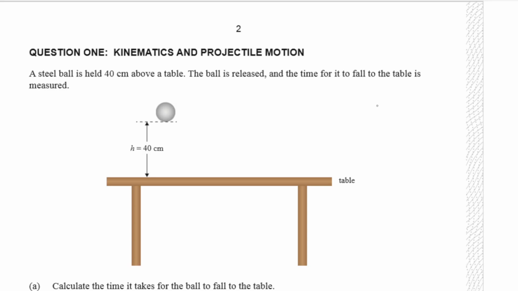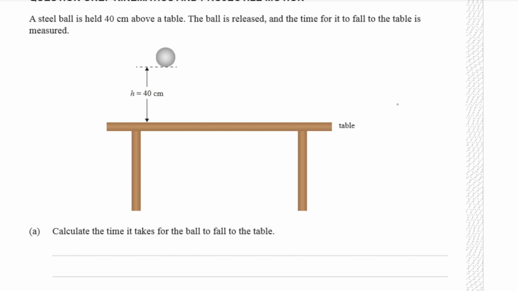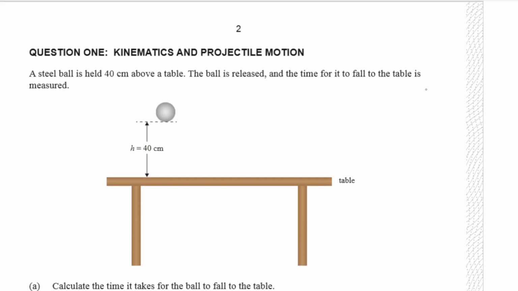Kinematics and projectile motion. So we have a steel ball held 40 centimeters above the table. It is released, and we measure how long it takes to hit the table. Calculate the time it takes for the ball to fall to the table. So a typical kinematics problem where we have an object, in this case a ball, traveling some distance due to the acceleration due to gravity.